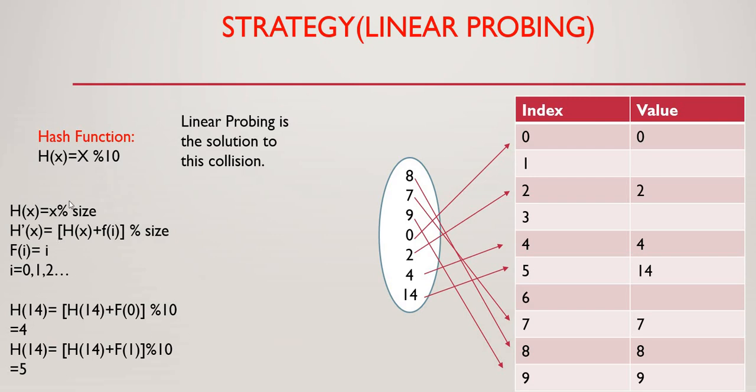As we know, x modulus the size of the table, we write (h(x) + f(i)) modulus size. So here we have (h(14) + f(0)) modulus 10, which is 4, which is index 4. So we go to the next empty space, and here is its equation: (h(14) + f(1)) modulus 10, which is 15 modulus 10, which is 5. And this is the empty space.